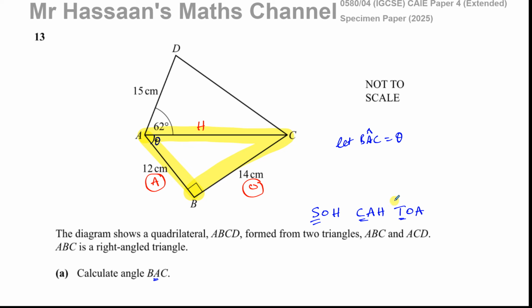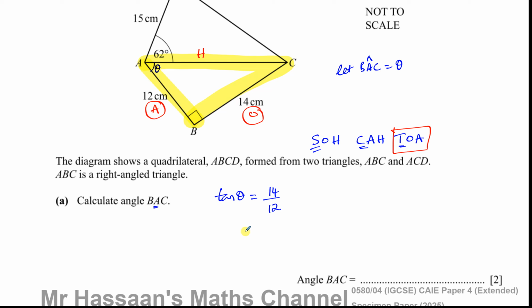We can see that the tangent is the ratio that deals with opposite and adjacent. So we can find this angle by using the tangent ratio. The tangent of the angle theta will be equal to opposite over adjacent. So the opposite side, which is 14, over the adjacent side, which is 12. It's opposite over adjacent, TOA. So tan theta equals 14 over 12. So we can now work out what the angle is. Theta is equal to inverse tan of 14 over 12. We could simplify that fraction, but there's no need to. We can just leave it as it is.